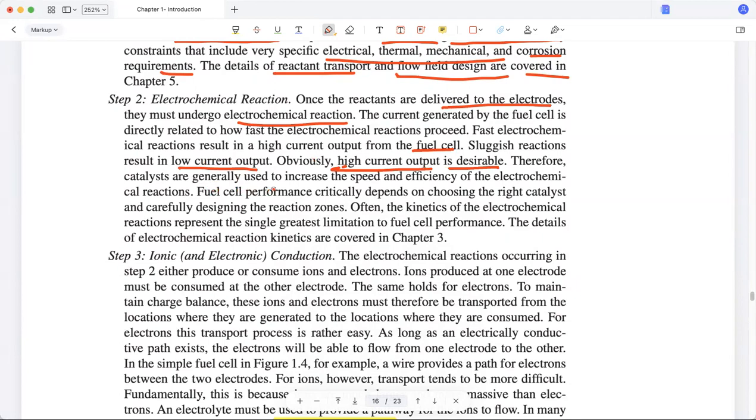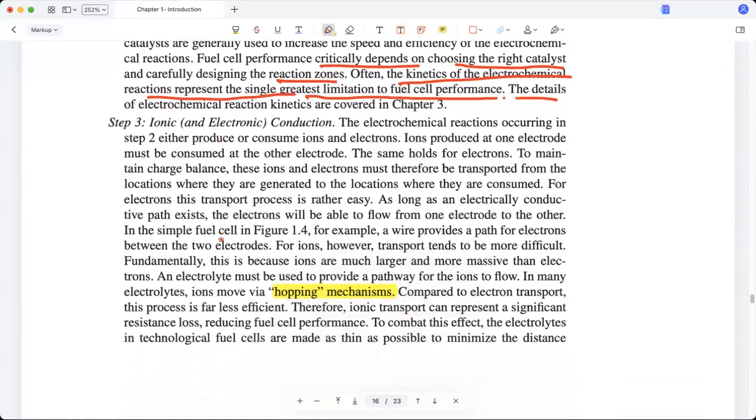Therefore, catalysts are generally used to increase the speed and efficiency of the electrochemical cell reactions. Fuel cell performance critically depends on choosing the right catalyst and carefully designing the reaction zones. Often, the kinetics of the electrochemical reactions represent the single greatest limitation to fuel cell performance. So, this also we'll study in detail later.